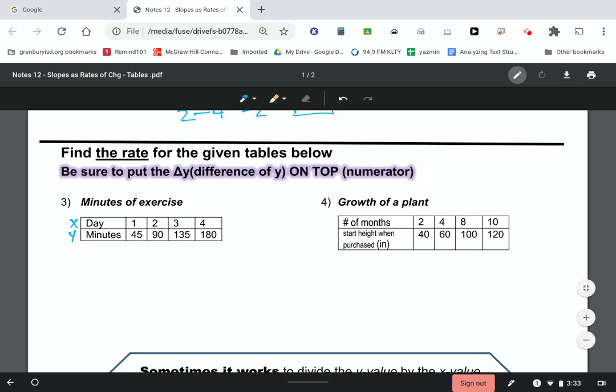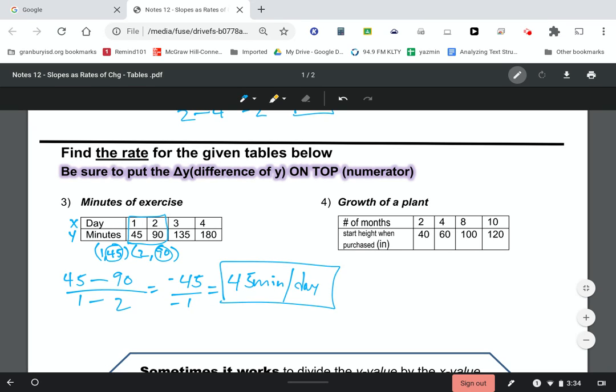So just like we did before, you can take any two ordered pairs. So I'm just going to pick the first two right here. If you need to rewrite it, 1, 45 and 2, 90, so that it looks a little friendlier to you, you can. So circle, circle, dash, line, dash. So we have 45 minus 90. We have 1 minus 2. So this gives us -45 divided by -1. So this would be 45 minutes per day would be the final answer there.